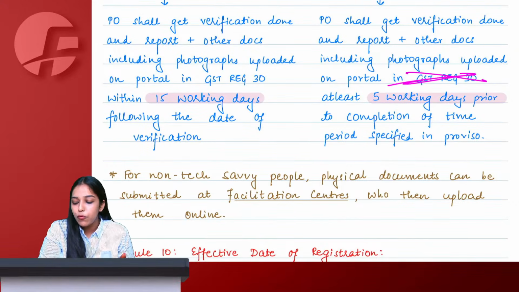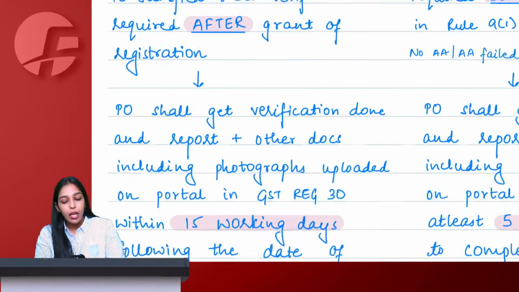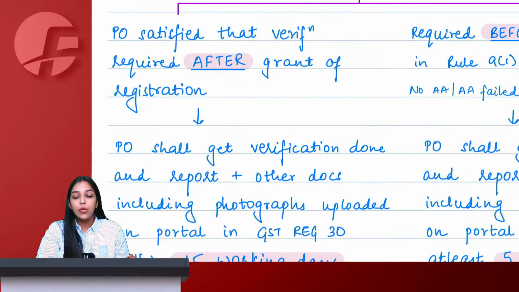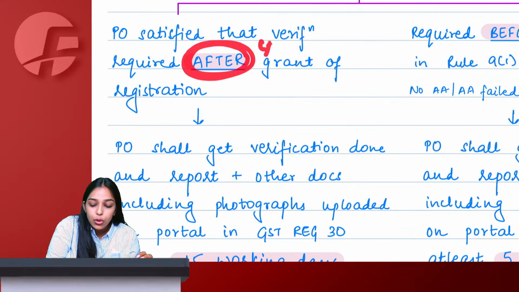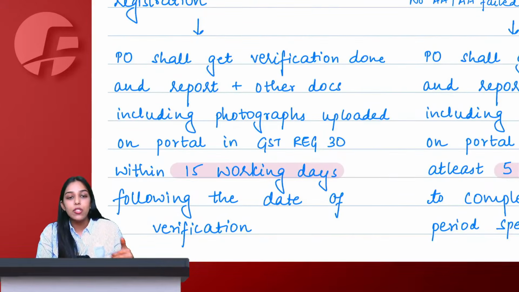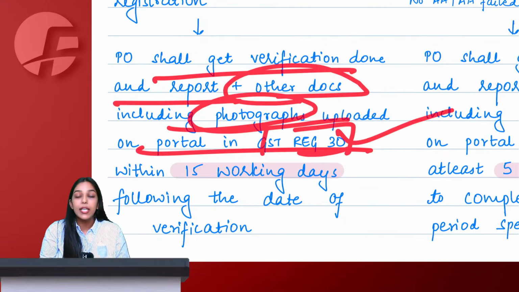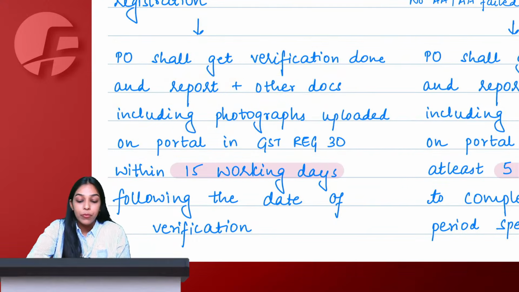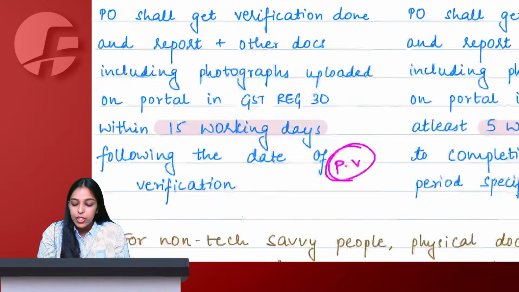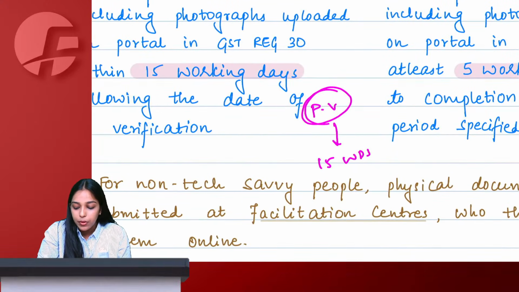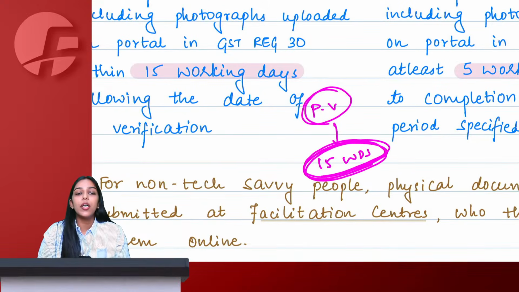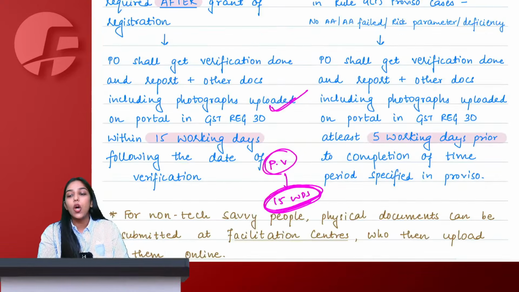No need to remember these form numbers. Okay, ma'am. But in some cases, even after you have been granted registration, the officer has some doubts and wants to do physical verification, he can. Then in that case also, he can come, do verification, take photographs of the places and upload everything in GST REG 30. But here there is no last date. The day on which such physical verification is done, within 15 working days from there, the officer will upload the report on the common portal.